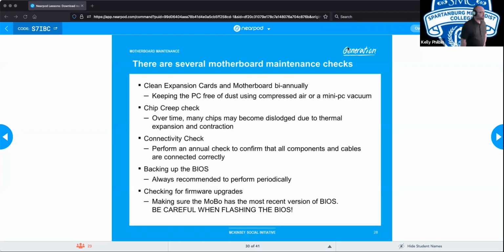Now, periodically, you want to back up your BIOS based off of any recent updates that may have happened, just so you have something to rebuild from if you need to. And you want to make sure that your motherboard has the most recent version of the BIOS. Flashing the BIOS is what it's called when you're updating the BIOS. What is the threat when updating your BIOS?